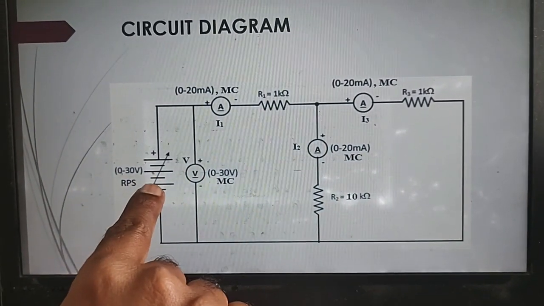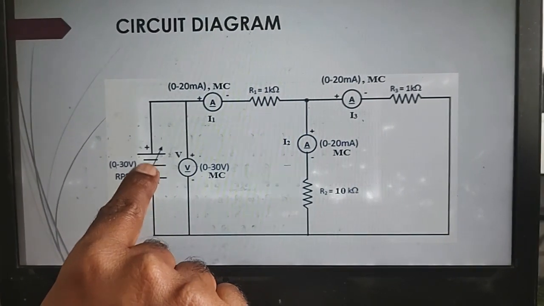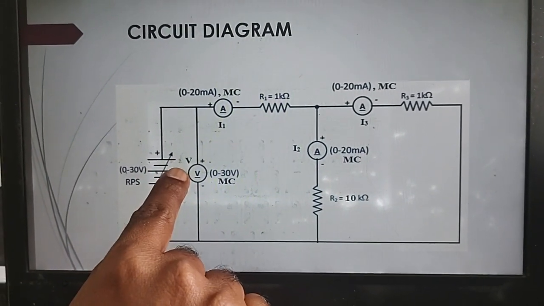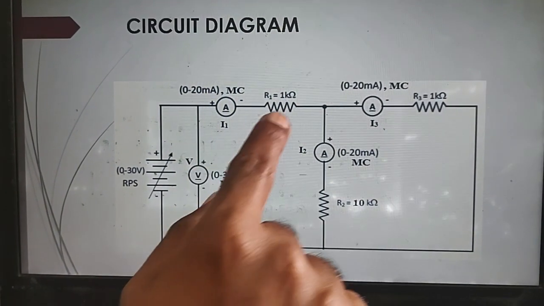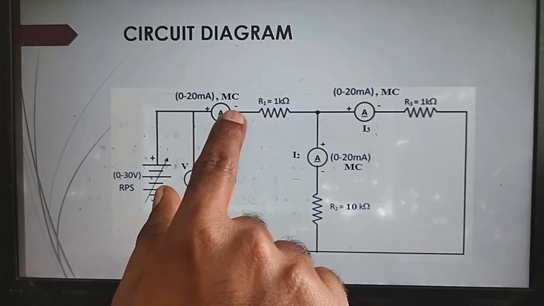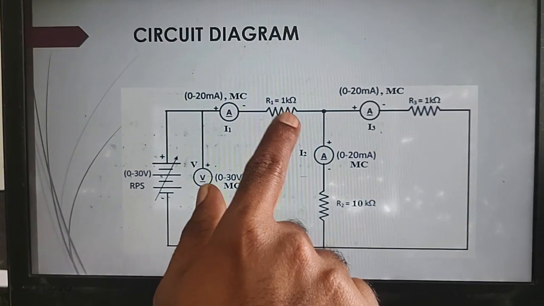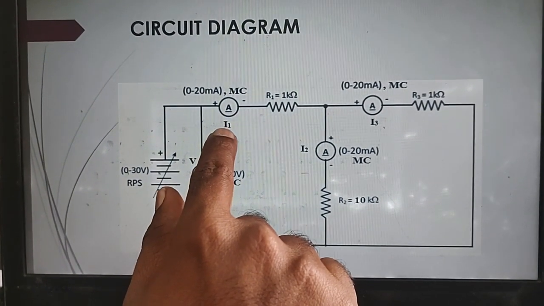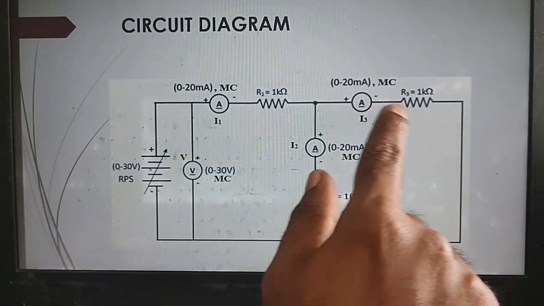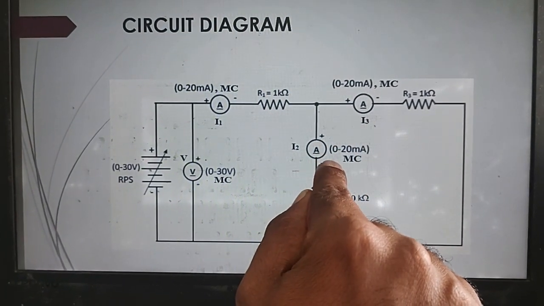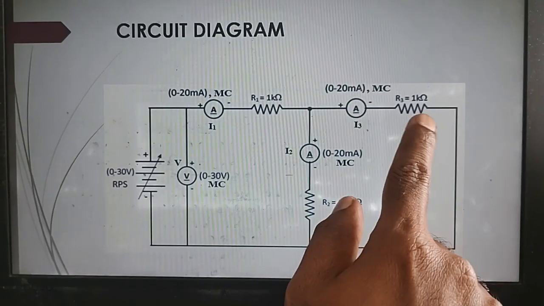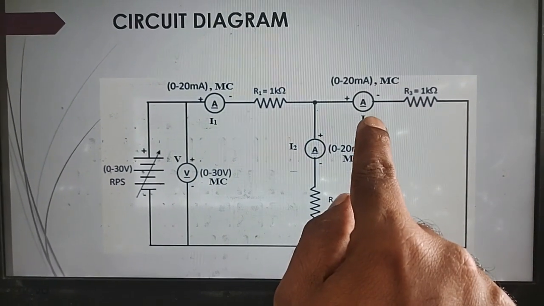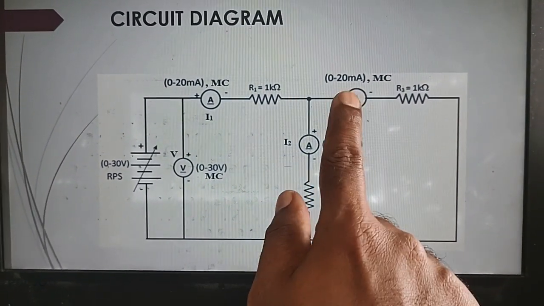Here, the RPS is connected across the circuit to provide the input supply. The input voltage can be measured by using a voltmeter. The current in the 1 kilo ohm resistance is measured by ammeter 1, that is called I1. Then current 2 is measured by ammeter 2, that is called I2. The current 3 through the 1 kilo ohm resistor is I3. This is measured by ammeter 3.